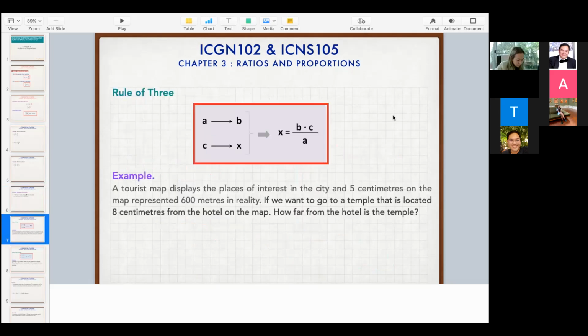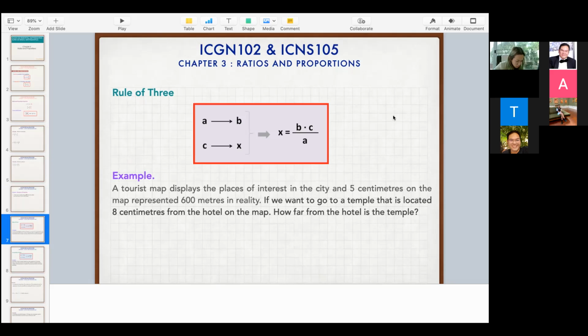On the next slide we will talk about the rule of 3. What is the rule of 3? The rule of 3 is an operation that helps us quickly solve both direct and indirect proportion word problems. In order to use the rule of three, we need three values.